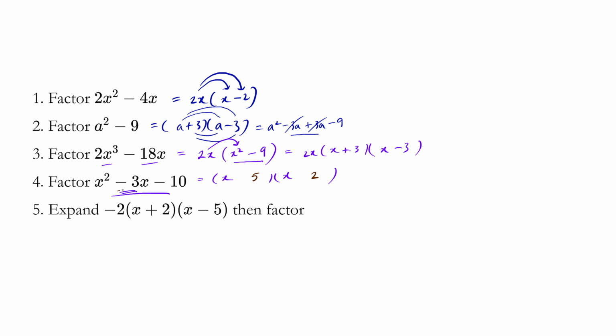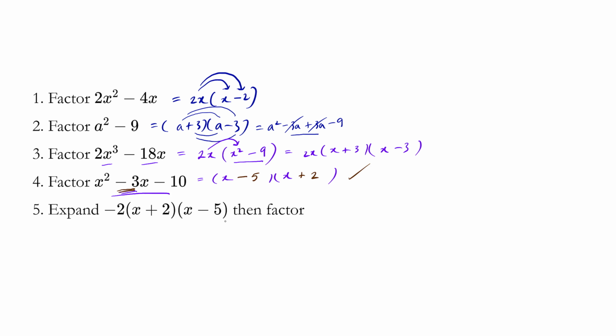You can see that the winner is negative, so we put the negative in front of the bigger number. And we'll try positive here, because negative 5 times 2 is negative 10. And yet when we add these, the result is negative 3. So this is correct. So we factored it.